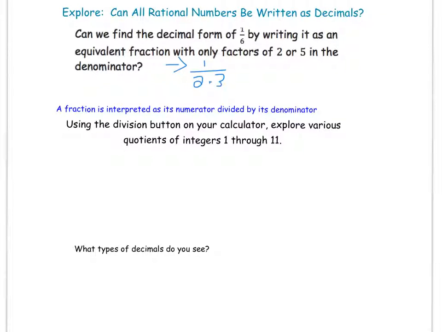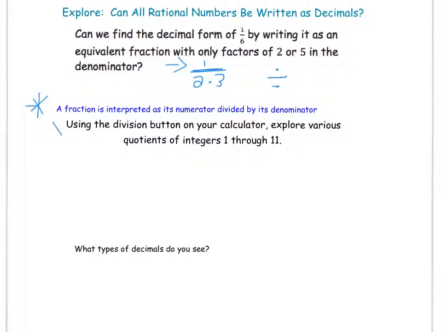So we're going to have to come up with a new way. And we're going to use this idea right here. A fraction is interpreted as just the numerator divided by its denominator. Remember, this line right here, this fraction bar, indicates division. Matter of fact, the further you get in school, this is the only division symbol you will use. You won't use the one that we're used to. You will only use the fraction bar. The fraction bar is division.